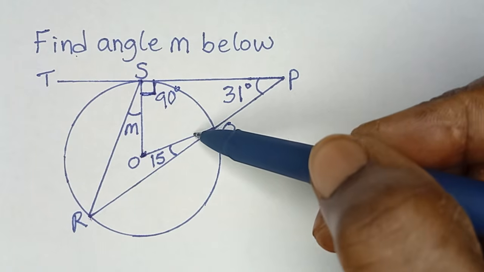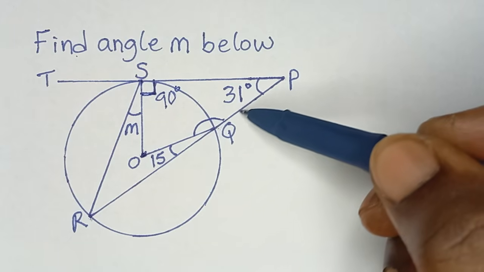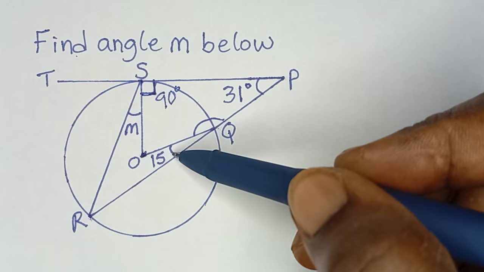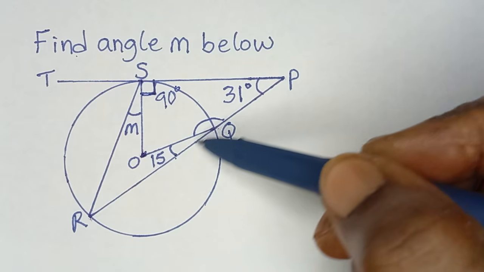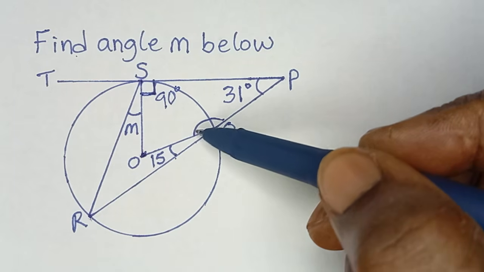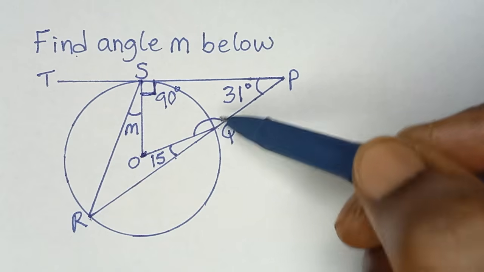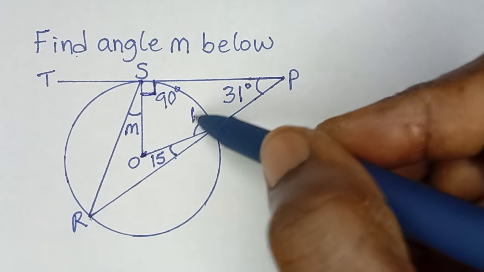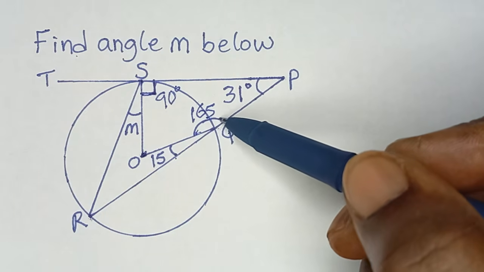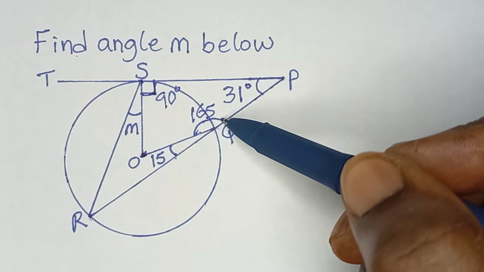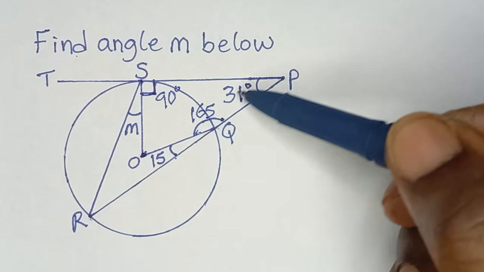Then we can also find this angle here. Don't forget this is a straight line. So if this is 15 degrees, the sum of angles on a straight line is 180. To get this angle here, we say 180 minus 15, and that will give us 165. So this angle here is 165 degrees.